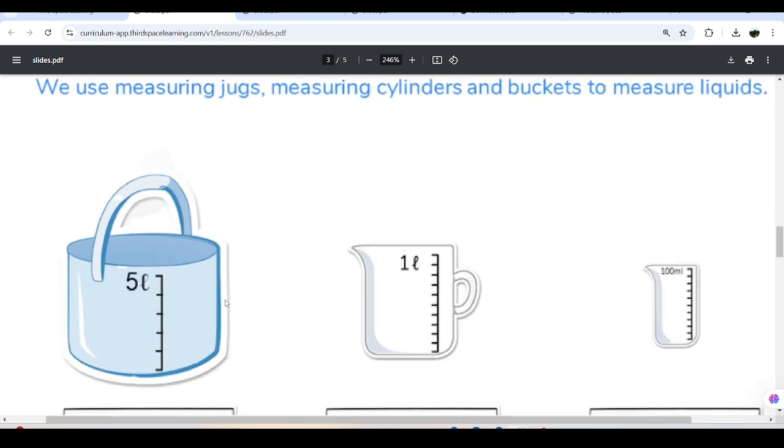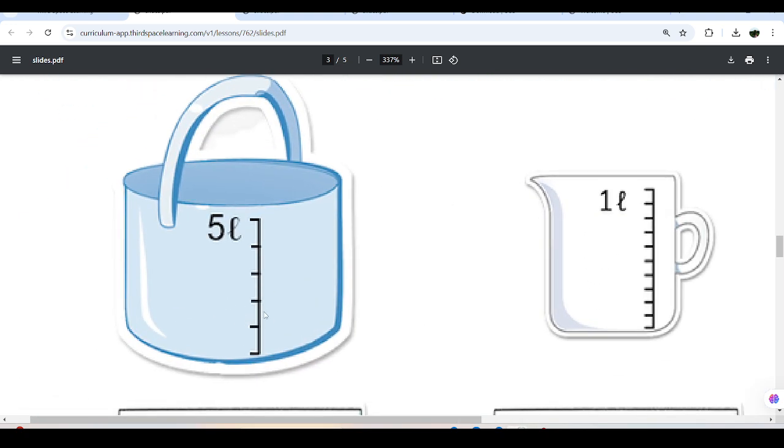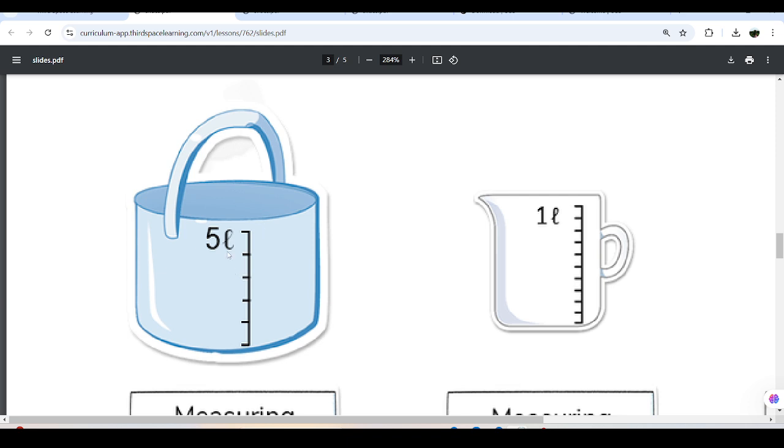There are five small lines. So this much is 1 liter, right? This much is 2 liters, then 3 liters, then four, and this is five. They are usually transparent.